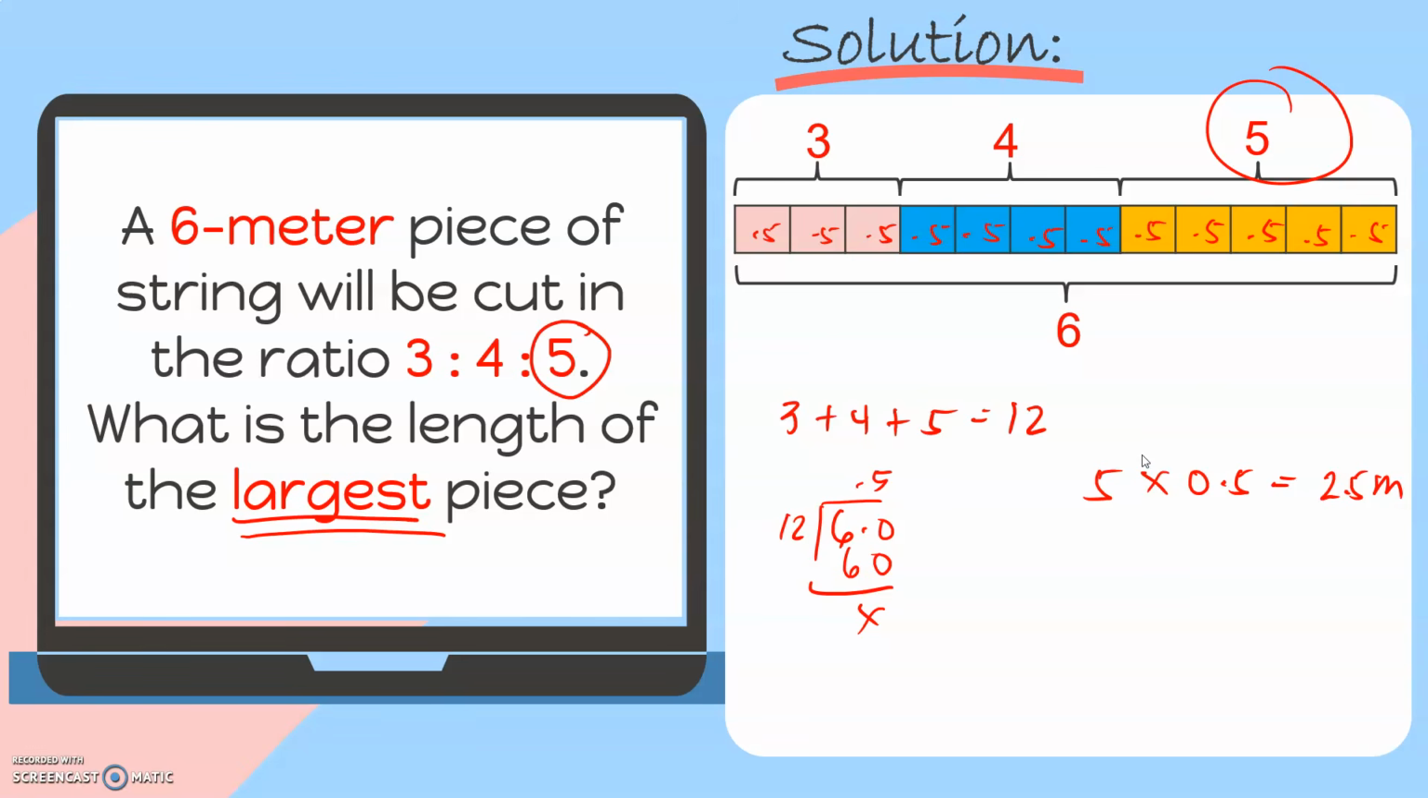If you want to find how long the shortest piece is, you multiply 0.5 by 3. And if you want to find the length of the medium piece, you just multiply it by 4.